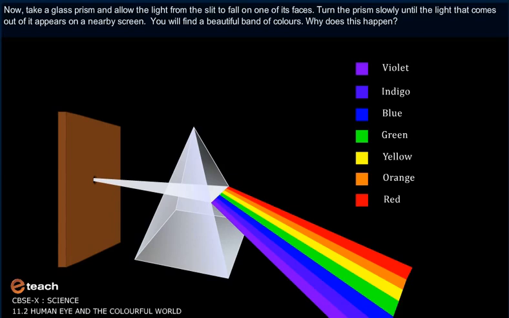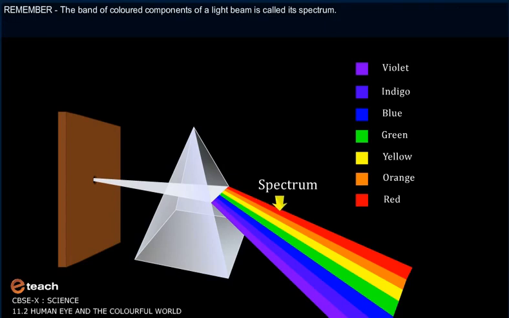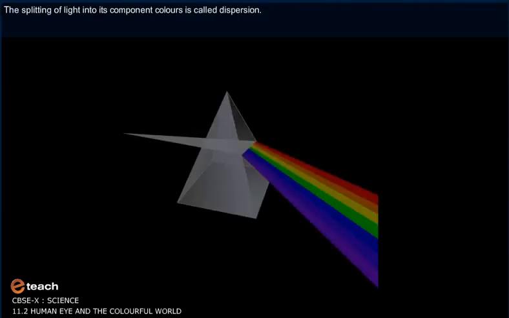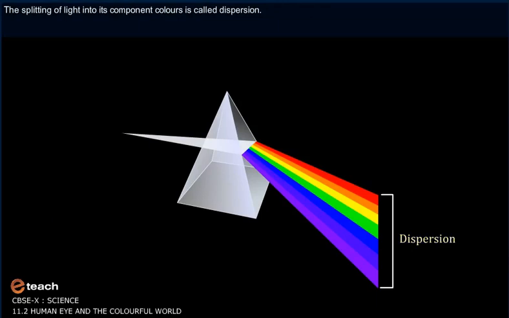Why does this happen? Remember, the band of the colored components of a light beam is called its spectrum. The splitting of light into its component colors is called dispersion. Can you recollect the sequence of colors dispersed from the other end of the prism? Having a difficult time? No problem.